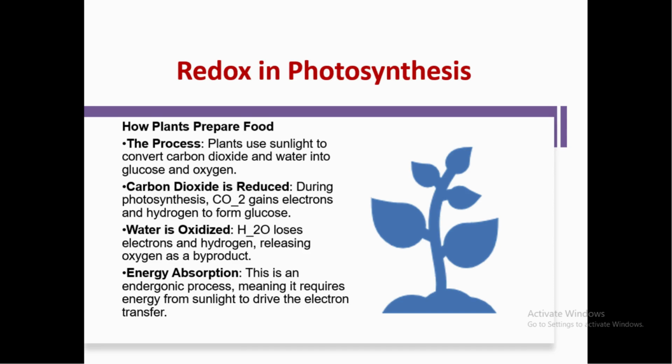There is also redox in photosynthesis, like how plants prepare food. It is the process where plants use sunlight to convert carbon dioxide and water into glucose and oxygen. The carbon dioxide is reduced during photosynthesis. Carbon dioxide gains electrons and hydrogen to form glucose. The water is oxidized: the water loses electrons and hydrogen, and releases oxygen as a byproduct. During energy absorption, this is an endergonic process, meaning it requires energy from sunlight to drive the electron transfer.